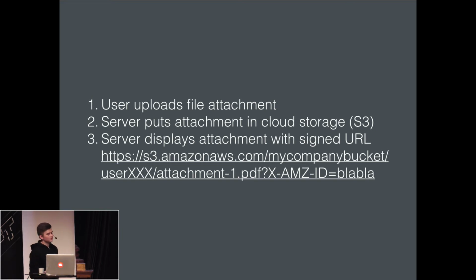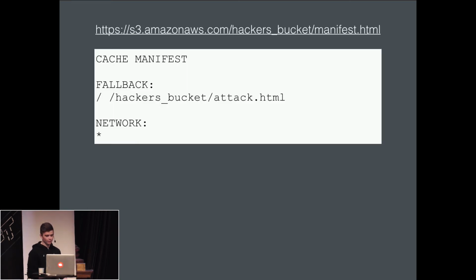Well, since this is a shared service, S3, anyone can create an S3 bucket and upload stuff there. So what if we upload our cache manifest on S3 and say that, well, every file that gives a failing error code, or if the user is offline, you should actually serve our attack file in a completely different bucket for all networks.